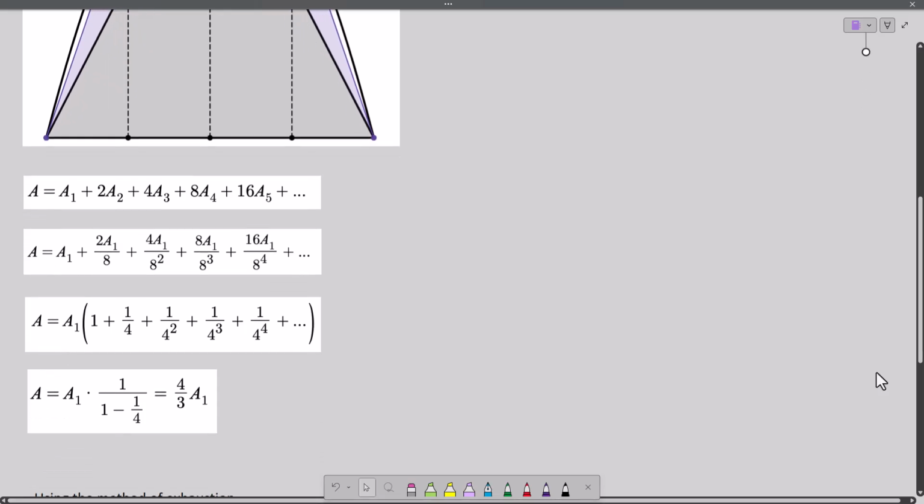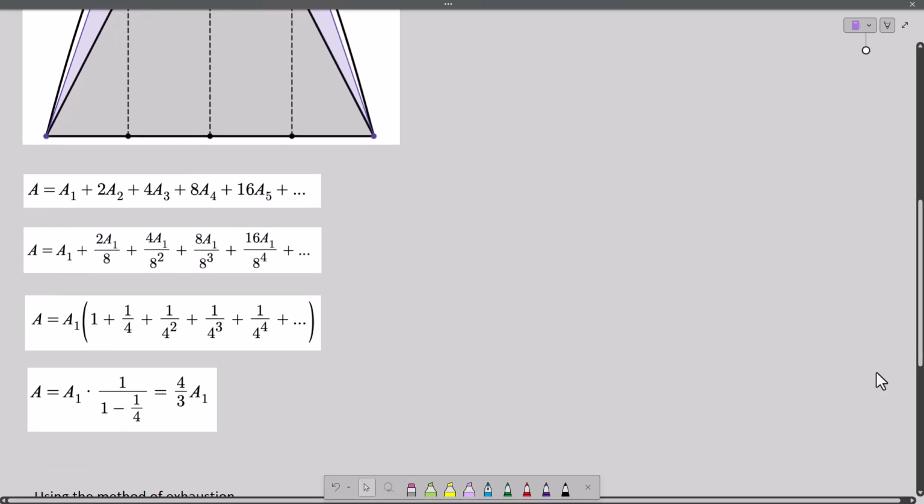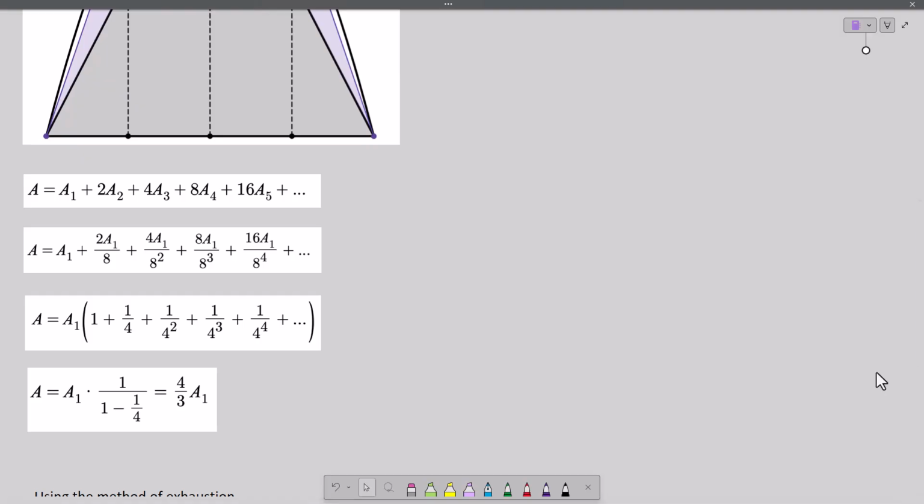And so it turns out that we're going to have 2 a sub 2's, 4 a sub 3's, 8 a sub 4's, 16 a sub 5's. So we have all these bazillions of triangles. Well, a sub 2 is 1/8 a sub 1, so we replace a sub 2 with a sub 1 over 8. And similarly, a sub 3 is 1/8 a sub 2, which is 1/8 a sub 1, so you can replace a sub 3 with a sub 1 over 8 squared. On down the line, you have this pattern that the next triangle is 1/8 as big as the prior triangle.